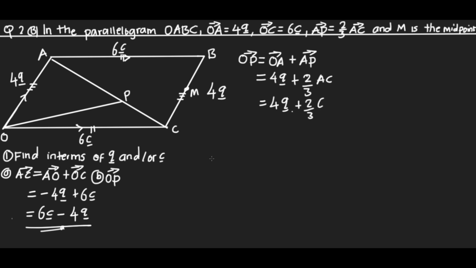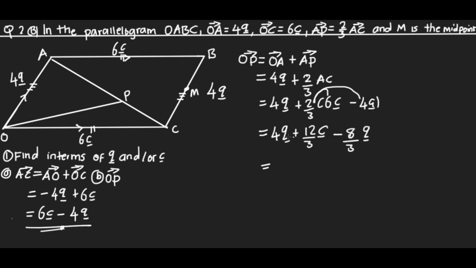So what is the vector AC? The vector AC is this vector here. So it's 6c minus 4q. So we can now expand. 2 over 3 times 6: 2 times 6 is 12 over 3 of vector c. Number 2, 2 over 3 times 4: 2 times 4 will give us 8 over 3 of vector q.